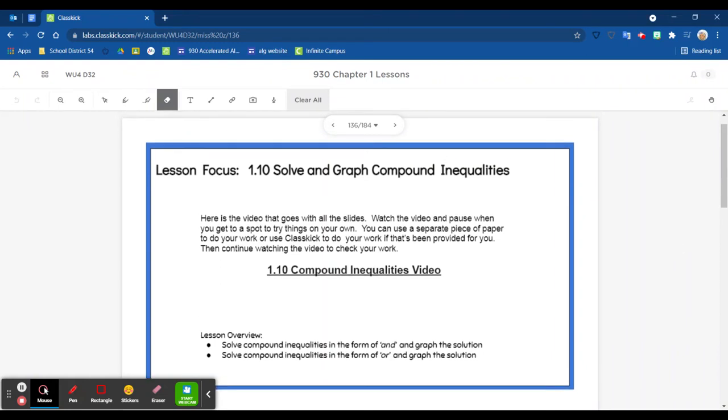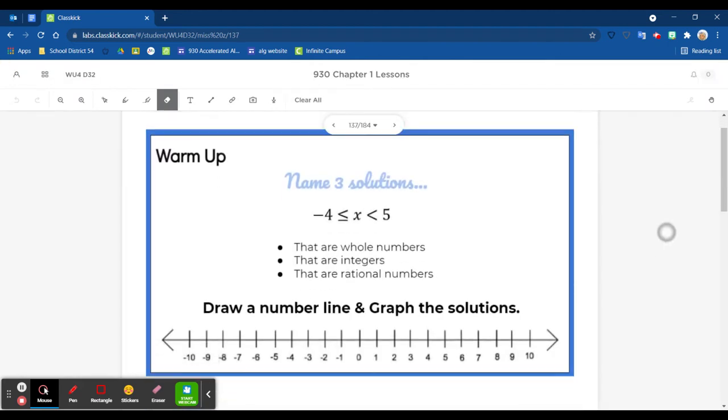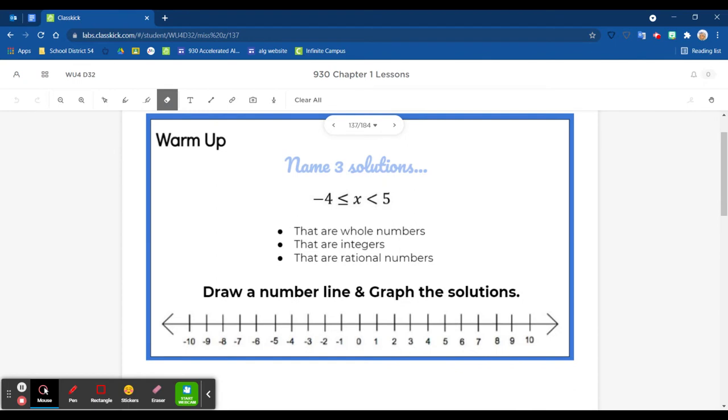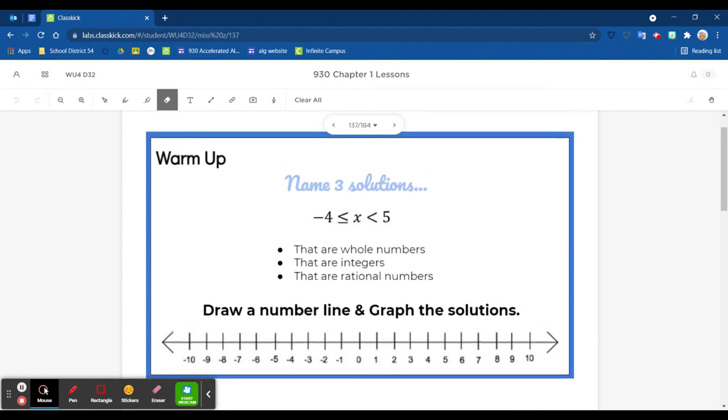All right, everybody, today our lesson is 1.10. We are focusing on solving and graphing compound inequalities. Our warm-up says to name 3 solutions to this compound inequality. It says that -4 is less than or equal to x, which is less than 5.